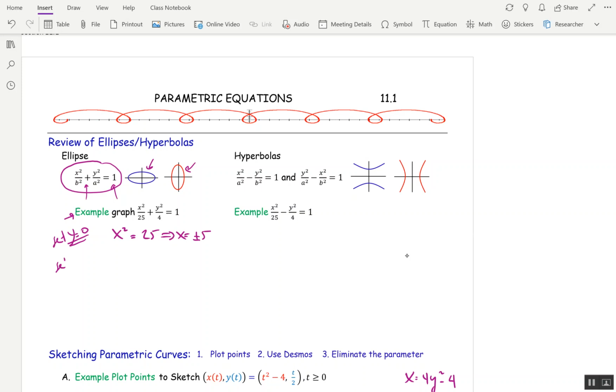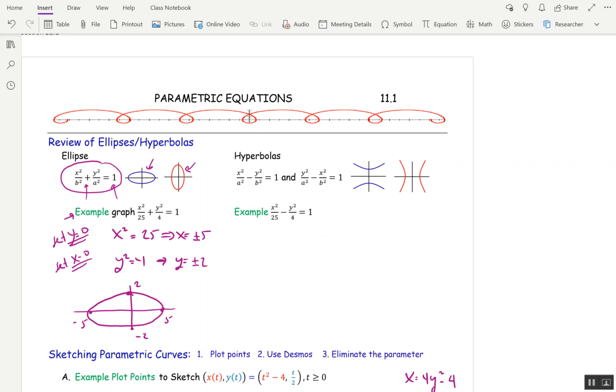Now if we set x equal to 0, then y squared over 4 is 1, so y squared is 4. So y is plus or minus 2. So our ellipse looks like this. When y is 0, x is 5 or negative 5. And when x is 0, y is 2 or negative 2. So our ellipse is oriented on the x-axis. And that's pretty much all you need to know to make a rough sketch.